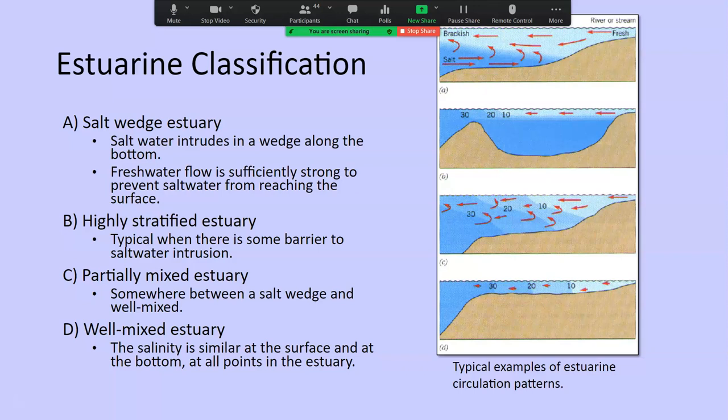And then a well-mixed estuary means there's really no difference in the salinity from top to bottom. You can see if you were to take a transect from top to bottom, you'd be looking at the same color, which denotes salinity here. This means the salinity at the surface and at the bottom is similar at all points in the estuary. So you can see now how a partially mixed estuary is somewhere in between the well-mixed version and the salt wedge, with highly stratified being kind of a special case.